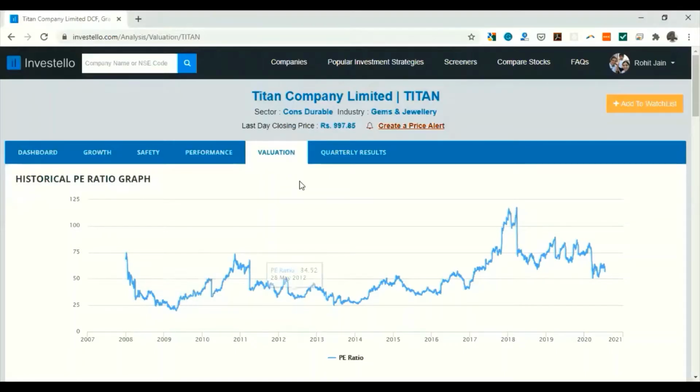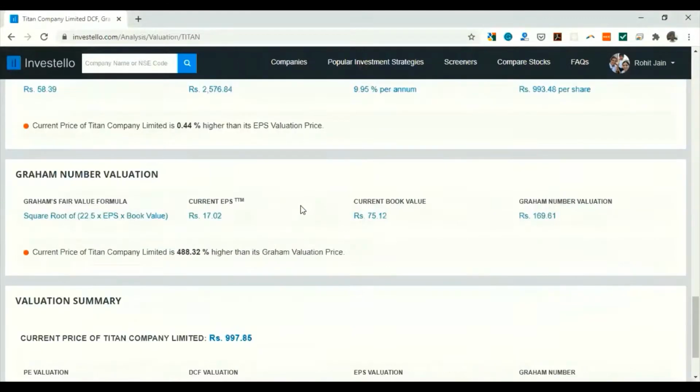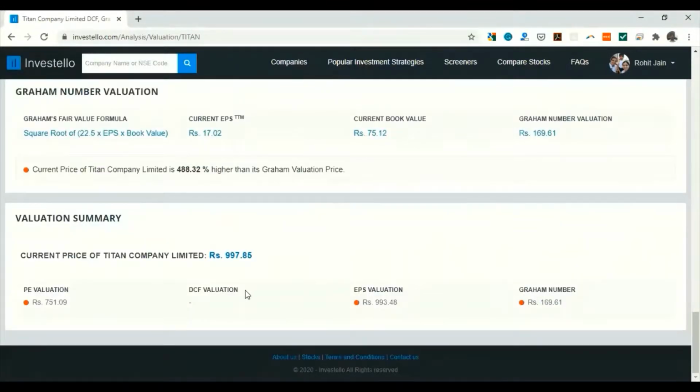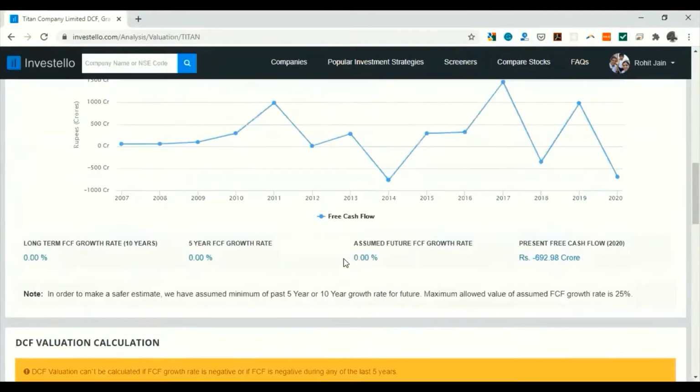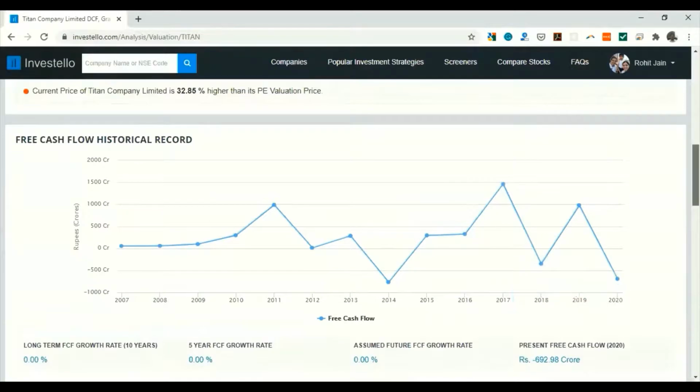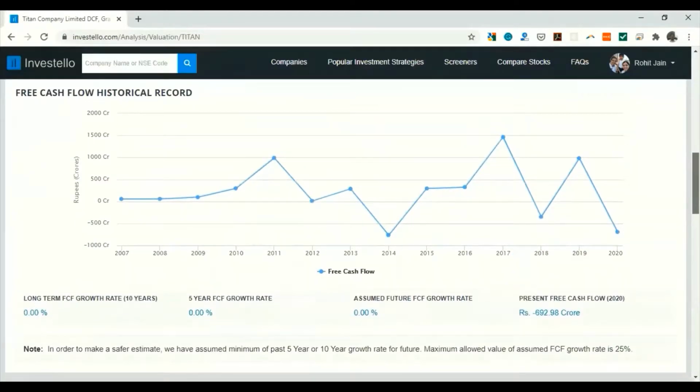We now begin with the example of valuation analysis of Titan. The four models which we cover for valuation analysis are the PE valuation model, DCF model, EPS growth model, and Graham model. I will cover these models in detail in a future video on valuation analysis. For now, it would be sufficient to understand that these four models give us four different prices as per their formula. Thus, we can compare the current price of the stock with respect to the prices given by these models and analyze whether the stock is overvalued or undervalued.